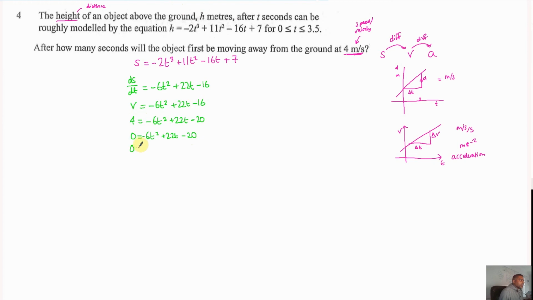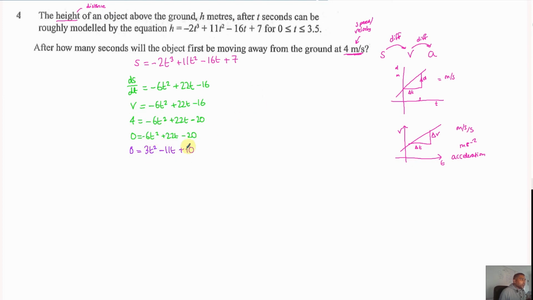So from this point here, I'm going to divide both sides by minus 2. And because it's an equation, we can do that. That gives us 0 equals 3t squared, 22 divided by minus 2 would be minus 11t, and then minus 20 divided by minus 2 gives us plus 10. Now from this point here, you can either solve by using the formula, although at this point, especially those looking for a grade 9, you should be able to factorize this.